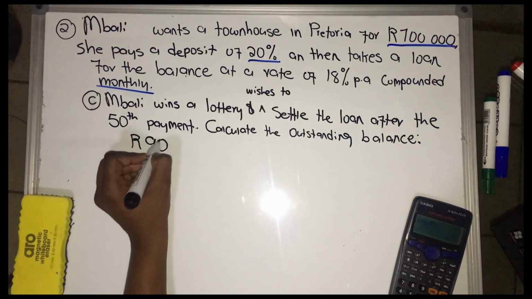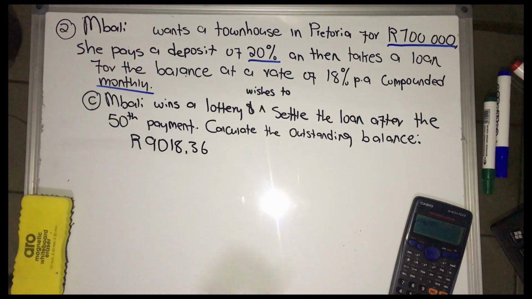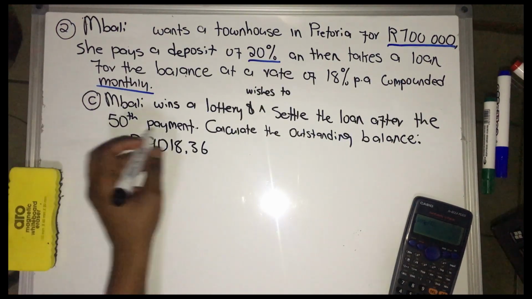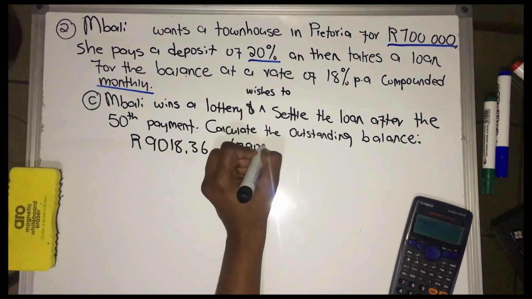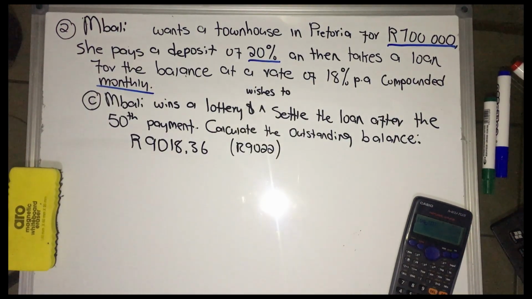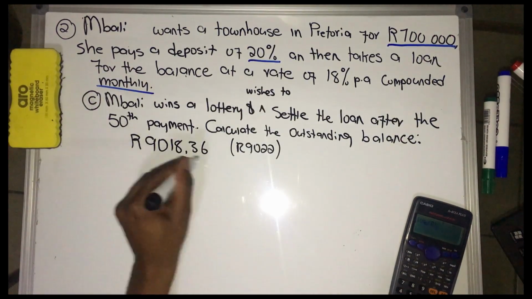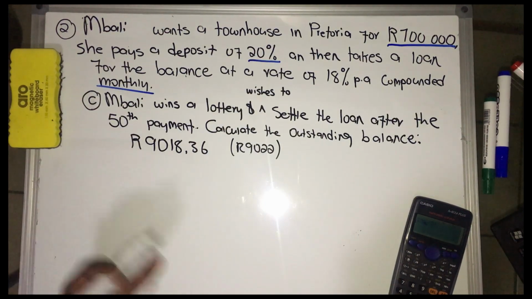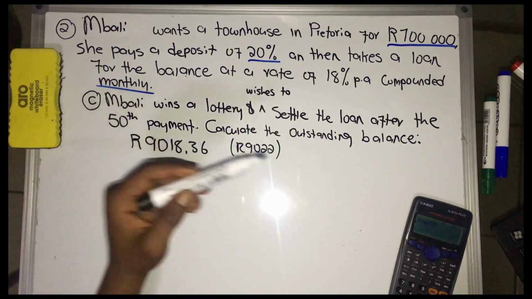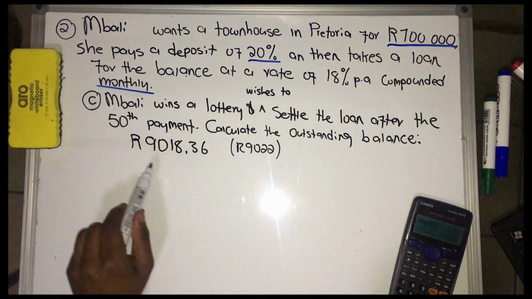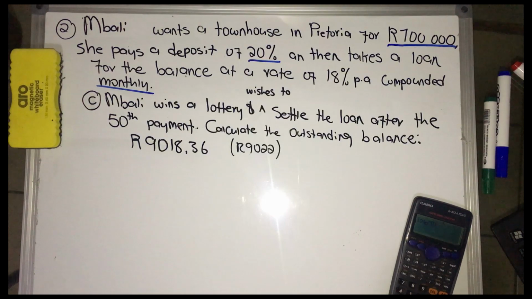So the correct answer would be 9,018.36. Okay. So let me just put that in brackets, 9,022. All right, so let's just continue working with this one. This is what she was paying every single month. Okay, so now that she has won the lottery, after the 50th payment, she wants to settle the outstanding balance, or the loan.